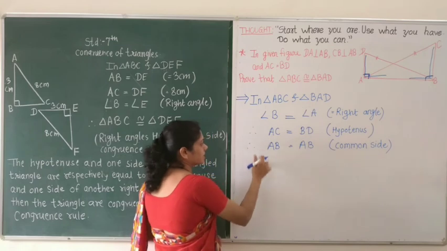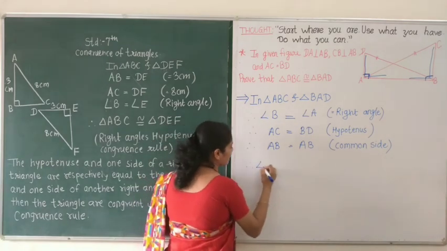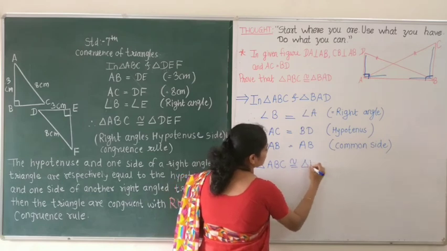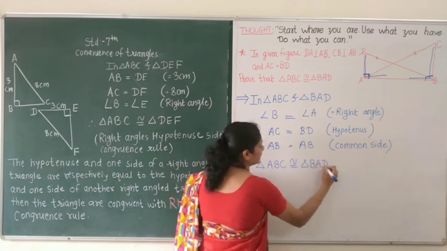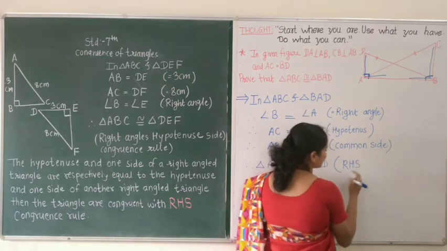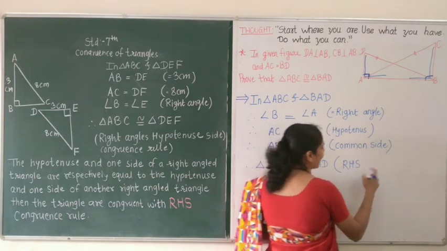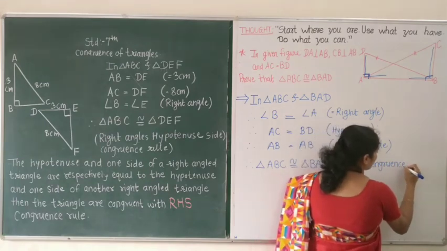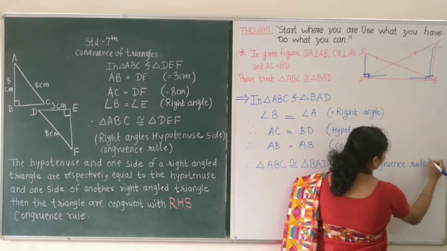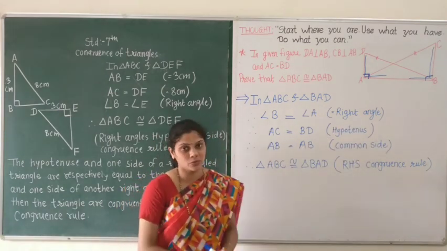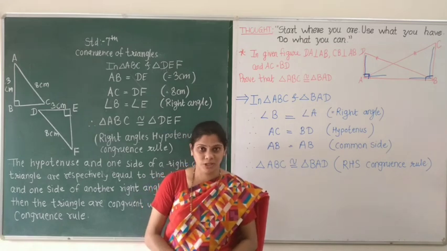So with the help of these three parts, we can write triangle ABC is congruent to triangle BAD, and in the bracket we will write RHS, right angle hypotenuse side congruence rule. As in this example, by using the RHS congruence rule, we can solve questions.